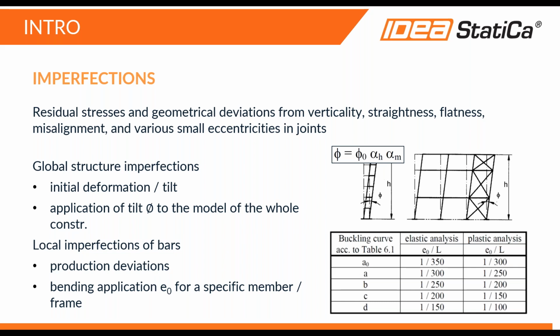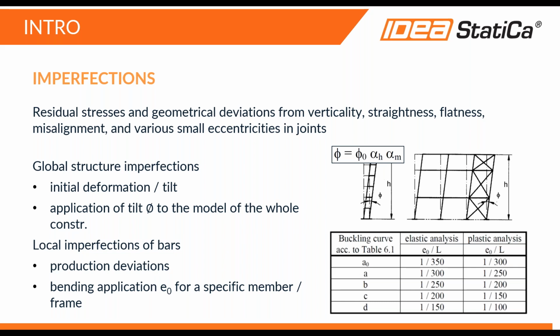So it's a global imperfection. This means some overall value for the whole construction, represented by, let's say, initial deformation or tilt of the structure. The code describes it with the parameter phi, or the tilt angle of the whole model. This you apply in your global model, for example, in SAP 2000, SCIA, or such software.